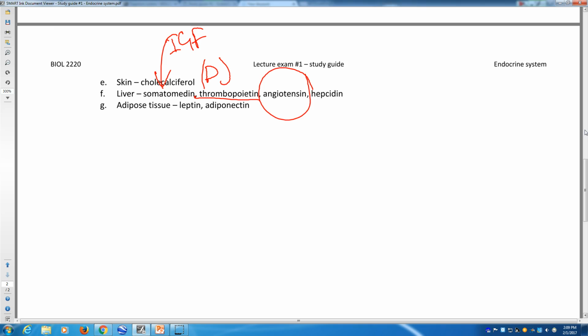Angiotensin. It's part of the renin-angiotensin-aldosterone system. So if aldosterone is involved, what's the result of angiotensin production? High blood pressure. Okay, it's indirectly stimulated by low blood pressure. Hepcidin. What you have to know about hepcidin is that it's iron metabolism.